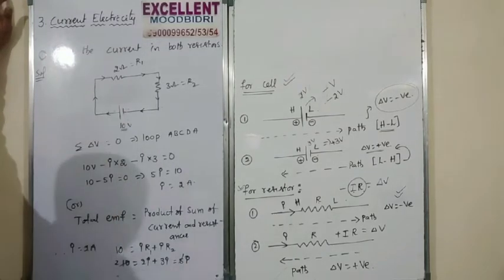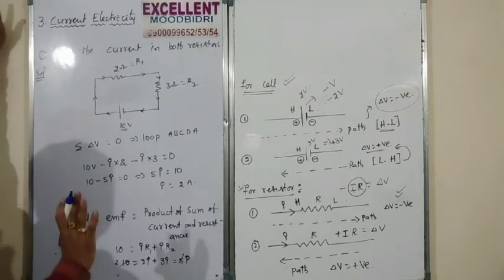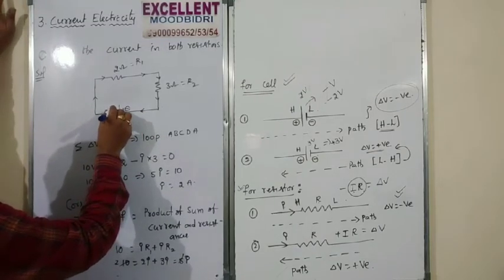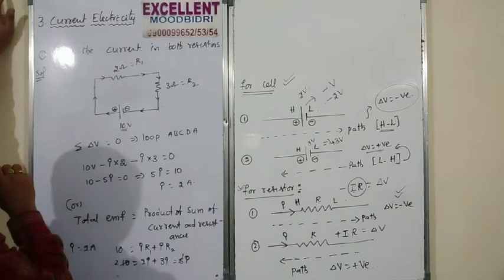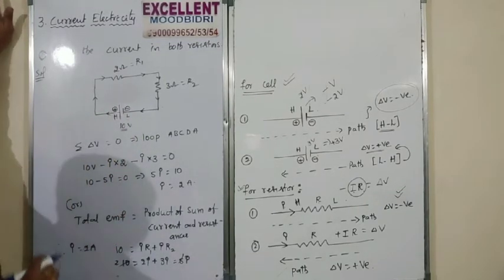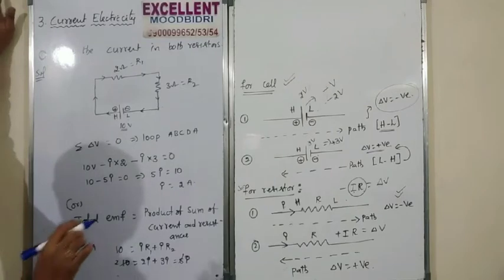So like that the diagram is given. Now first we want to select. This is the lower potential. This is the higher potential. Correct? Lower potential and higher potential. This is the H. This is the L. Lower potential, higher potential. Now this is 10 volt.